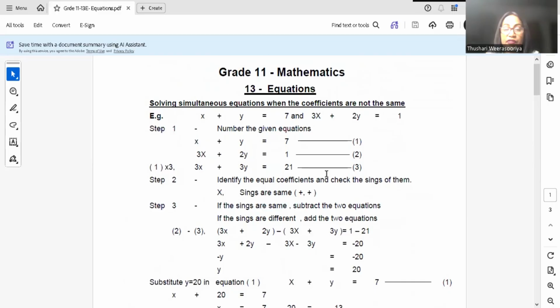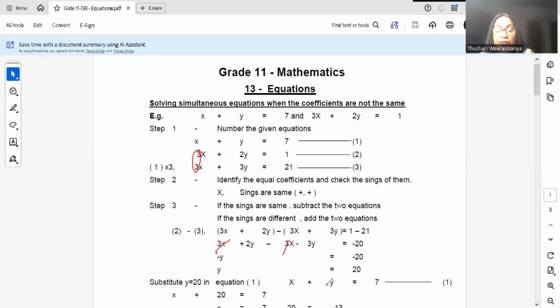In simultaneous equations, I don't need to explain the smaller grade work. When the coefficients are the same and the signs are also the same, you subtract the equations. There you get the two equations to subtract, 1 minus 21. Once you simplify, you can cancel 3x and minus 3x. There you get minus y equals minus 20, y equals 20.